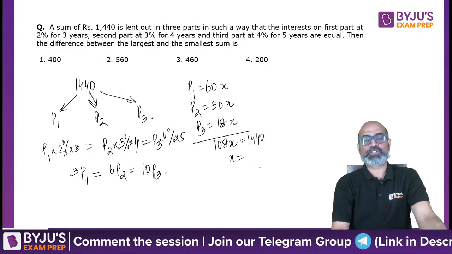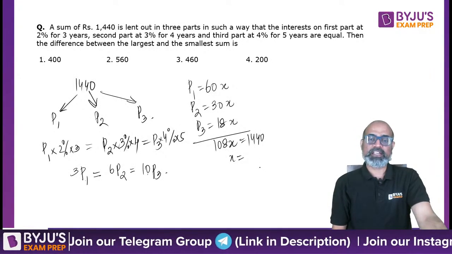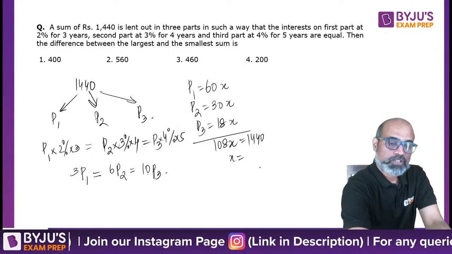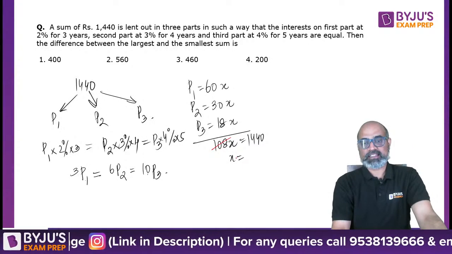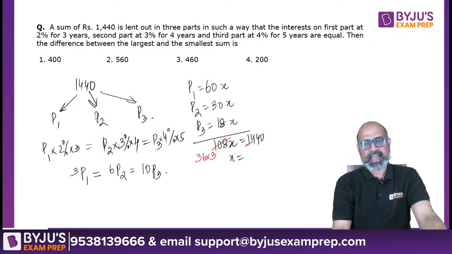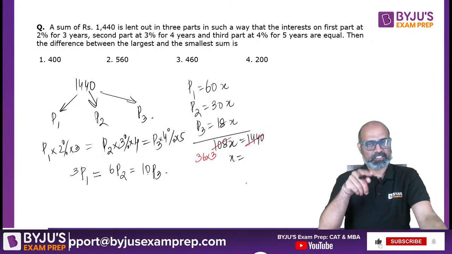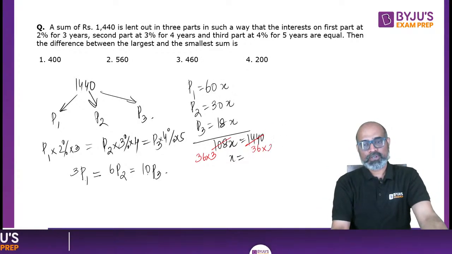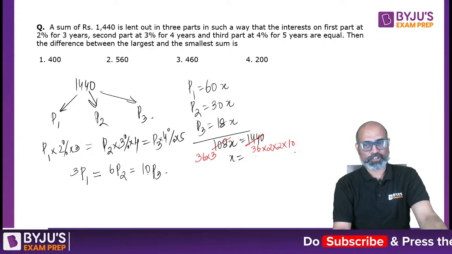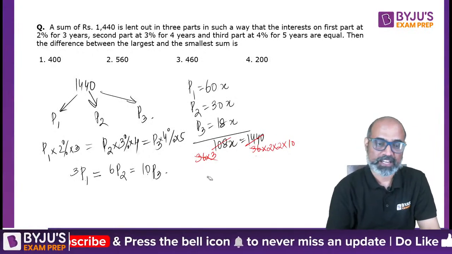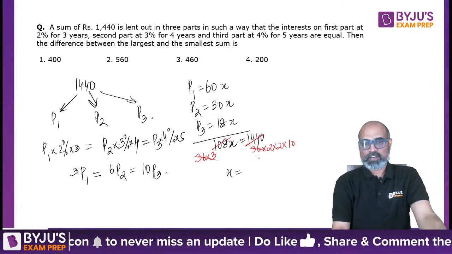So how much is x going to be? 108 into how many times is going to be 1440? 108 is in the table of 36. So this is 36 into 3. And 144 is also in the table of 36, right? 36 double is 72, 72 double is 144. So this is 36 into 2 into 2 into 10. 36 into 4 is 144 into 10. So we get 36 getting cancelled out, and we get the value of x, which is the multiplier over here, as 40 upon 3.